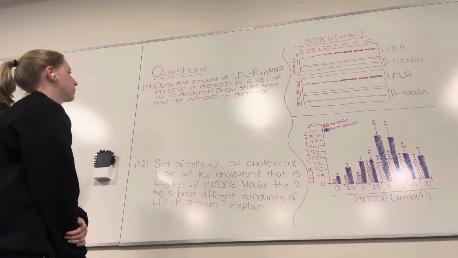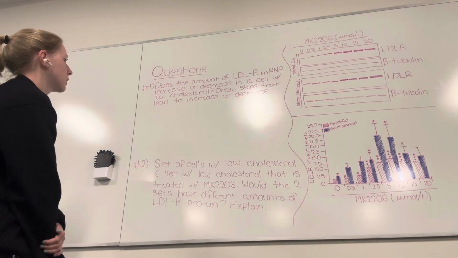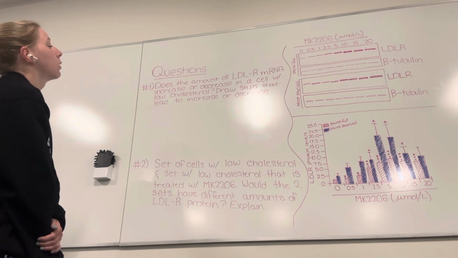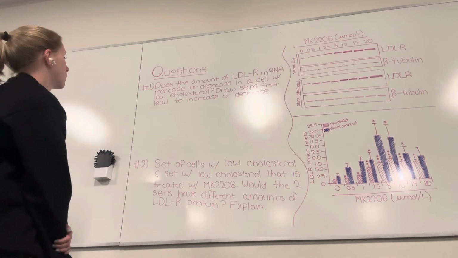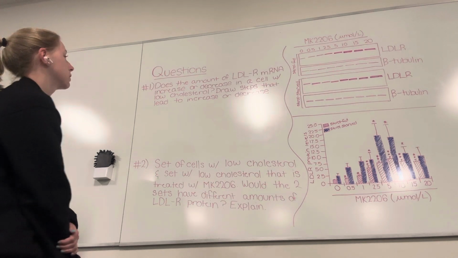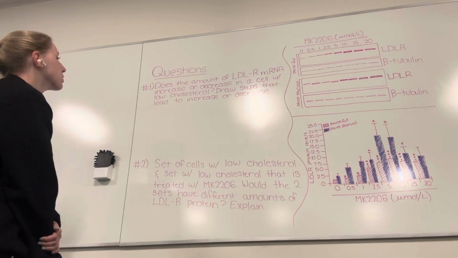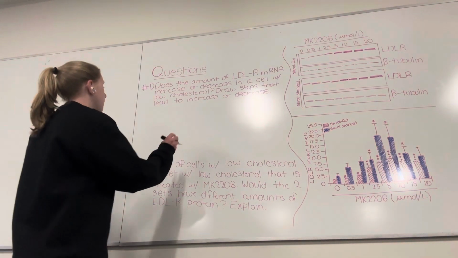Question number 1. Does the amount of LDLR mRNA increase or decrease in a cell with low cholesterol? Draw the steps that lead to the increase or decrease. Well, I believe that the amount of LDLR mRNA will increase in a cell with low cholesterol. And so I'm pretty sure the steps for this is basically the SREBP pathway.